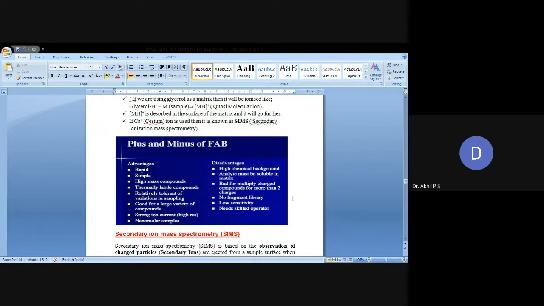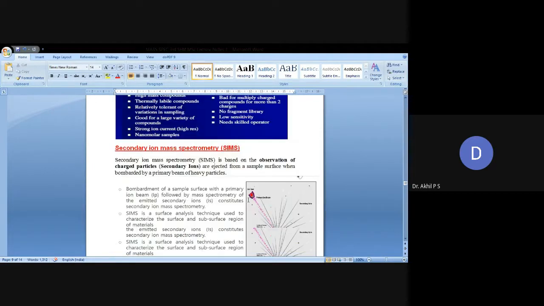Pros and cons of FAB. Advantages: rapid, simple, suitable for high mass compounds and thermally labile compounds, etc. Disadvantages: high chemical background, analyte must be soluble in the matrix, bad for multiply charged compounds, no fragment library, etc.